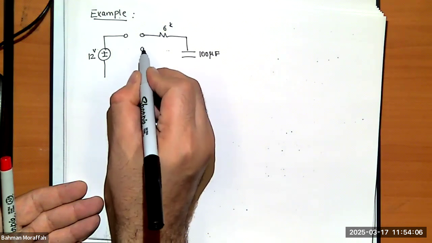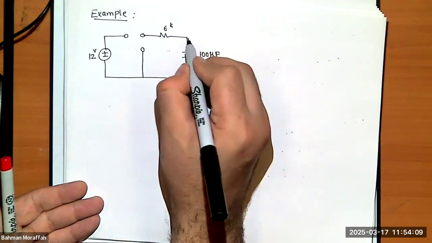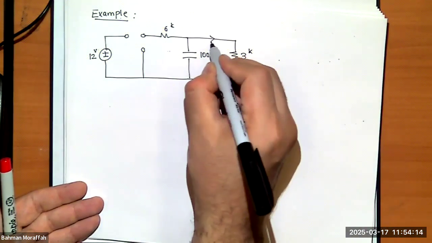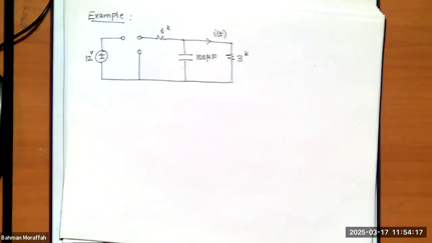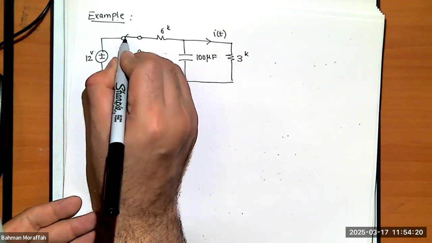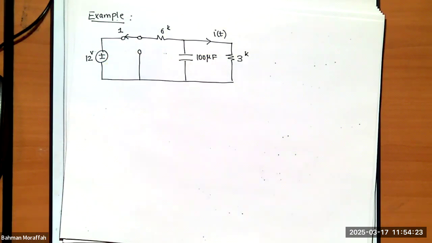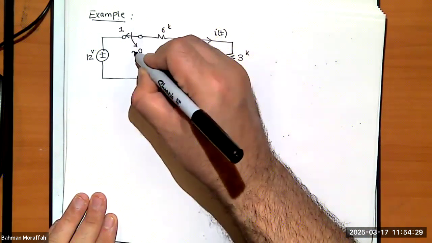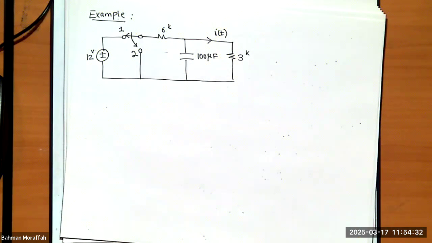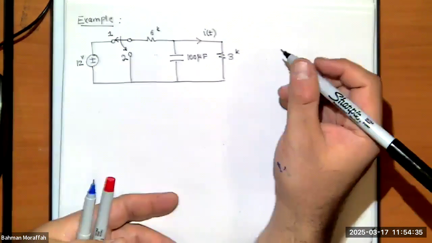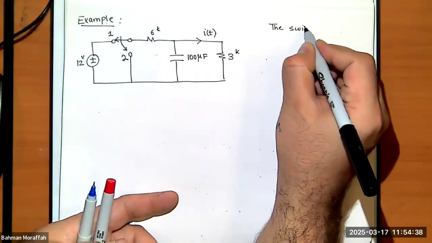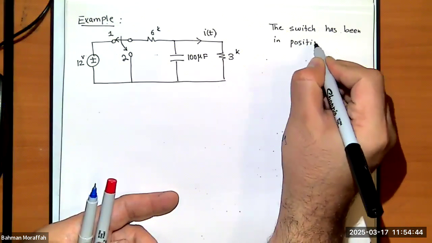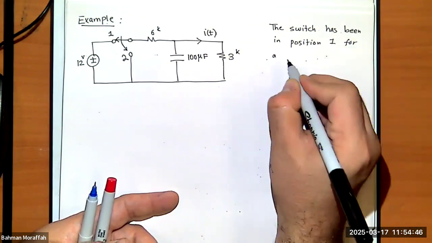Hundred microfarad. And I have a 3K resistor here. Let's just call this IT. And let's just say I have a switch here, which is at position 1 for a long time, then it can go to position 2 right at time 0. So the switch has been in position 1 for a long time.